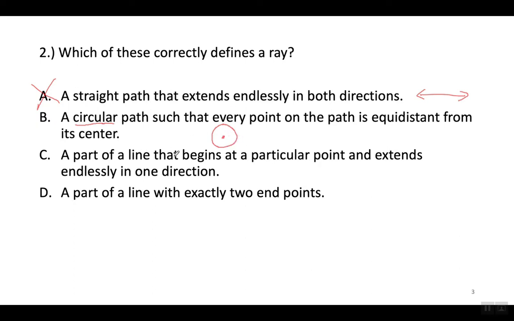Letter C, a part of a line that begins at a particular point and extends endlessly in one direction. Yep, that's it. That's a ray. Forgot to do that. And just look at letter D. A part of a line with exactly 2 endpoints. That would be a line segment. So no, it's not that one either. Okay, so the ray would be letter C.